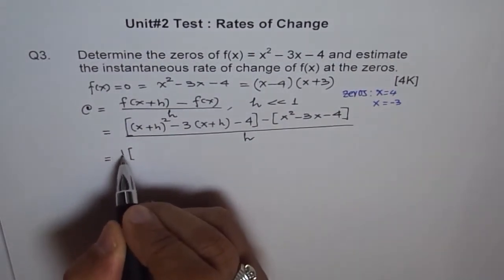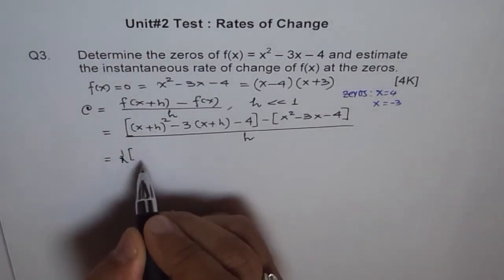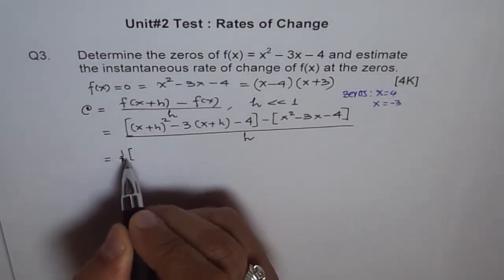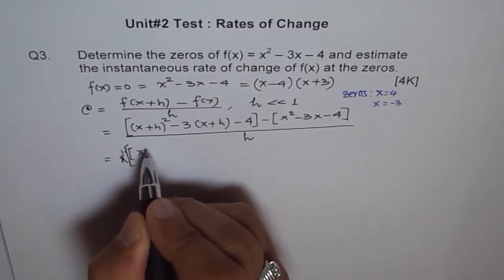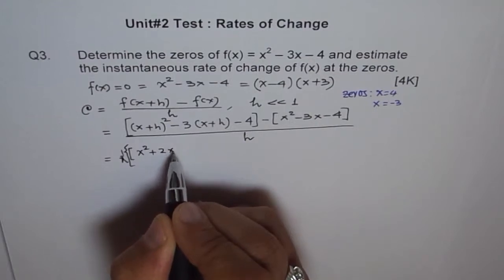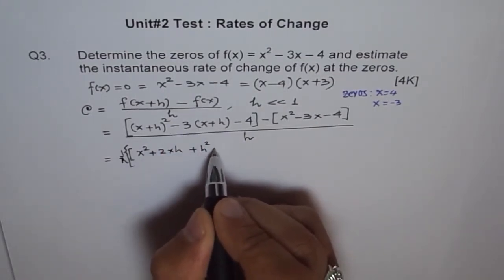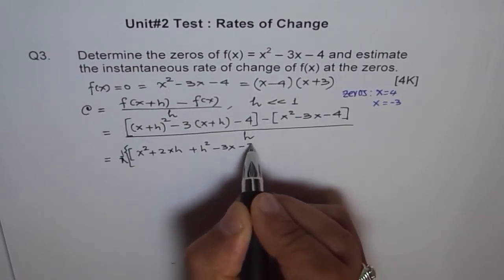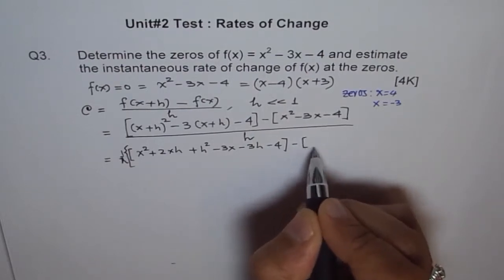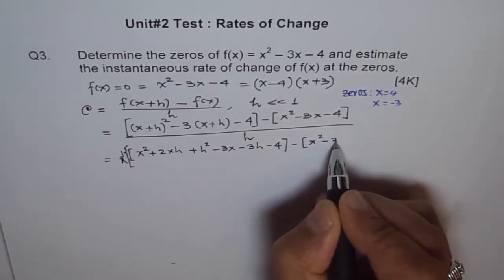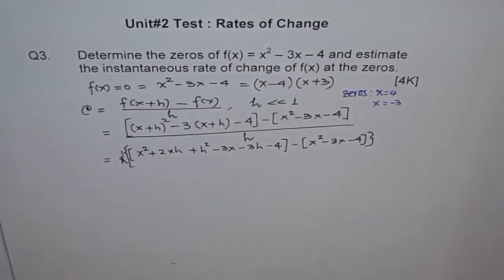Now we'll expand this. Let me write 1 over h here. I'll save some space. So here we have 1 over h, and I have to make another bracket. Let me expand this. x squared plus 2xh plus h squared. And this is 3 times, minus, right? Minus 3h minus 4, minus of x squared minus 3x minus 4. At this stage, what do you expect?